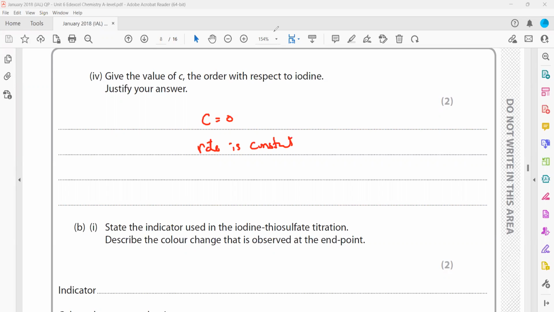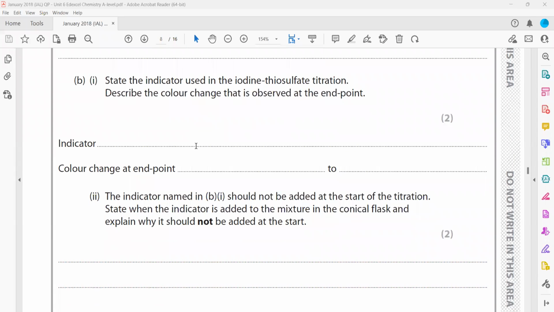State the indicator used in iodine titration. Usually in an iodine-thiosulfate titration, starch is used as an indicator. The starch solution changes from blue-black to colorless. So starch is used as an indicator, and the original color in the presence of iodine is blue-black. Then when iodide ion is produced, it will turn colorless.